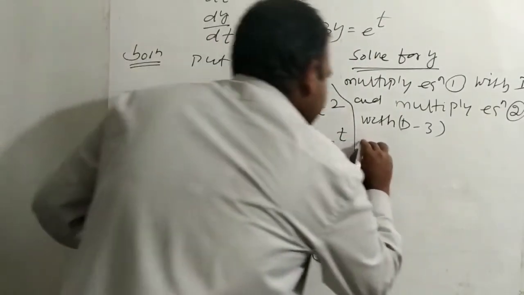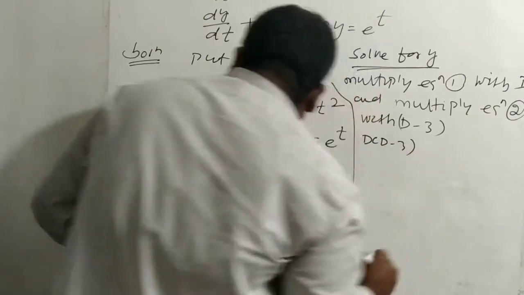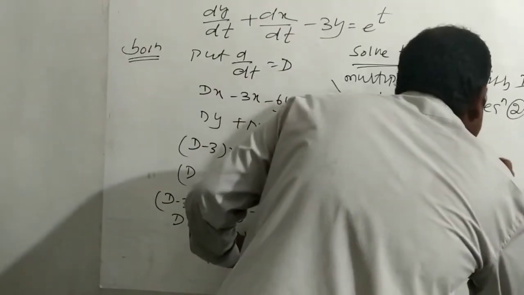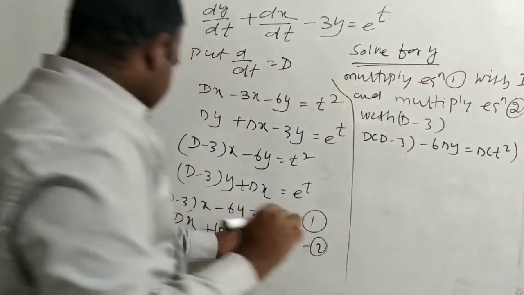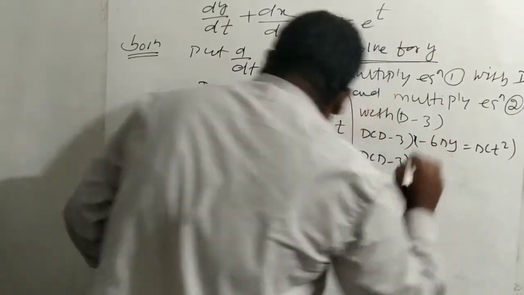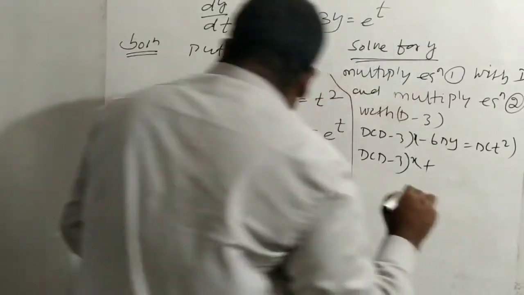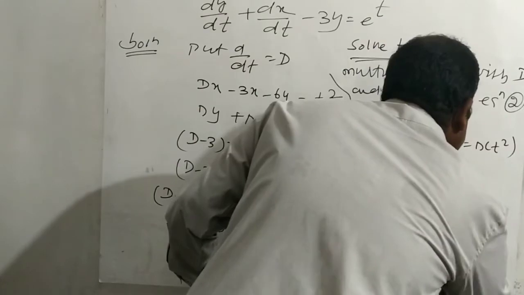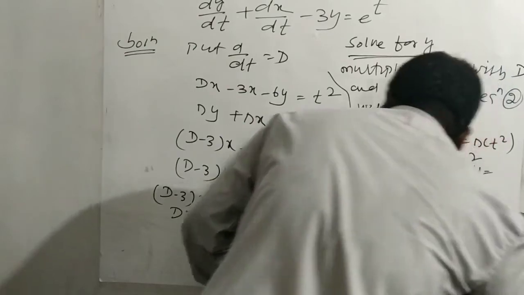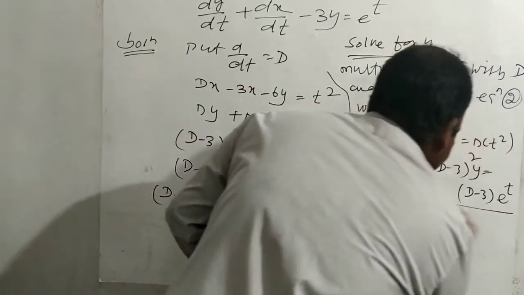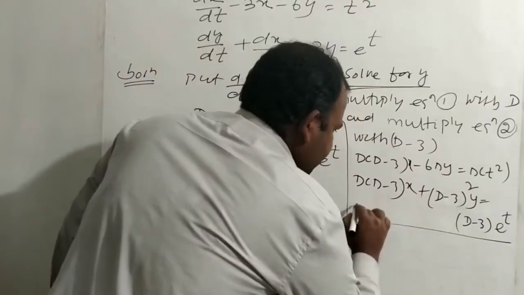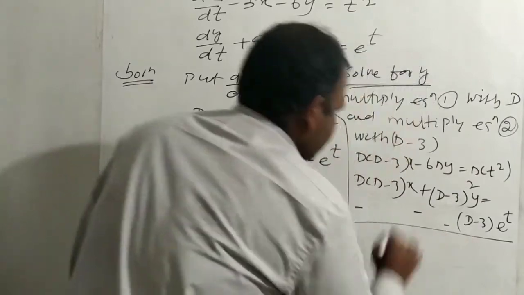So this is D into (D minus 3) x minus 6 Dy equals D into t square. This is D into (D minus 3) into x plus (D minus 3) whole square into y equals (D minus 3) into e raised to t. Now we will eliminate. The coefficient of x, now this is minus and this is minus, so it is cancelled.